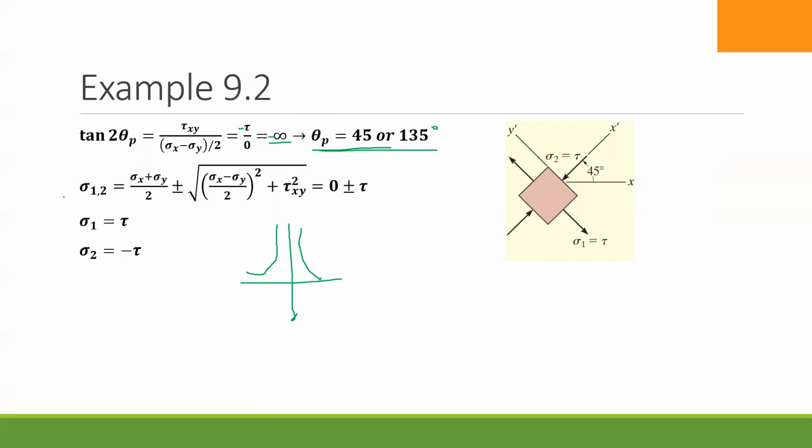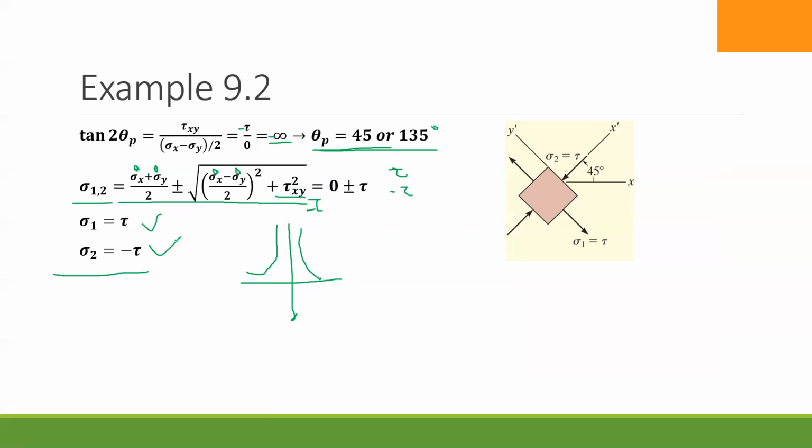Now I can pass to the sigma 1 and sigma 2 equation. If I put the values, 0 for sigma x, 0 for sigma y, this is 0. Okay, this is 0. So now I write minus tau. If I take a square, it doesn't matter whether it is minus or positive, therefore sigma 1 or sigma 2 is equal to tau and minus tau, like this.